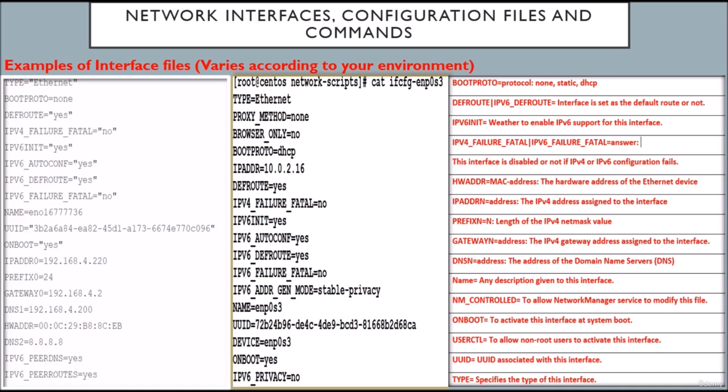If you have a DNS in place, then you can choose to do DNS. On one of the configuration files, if you see on the left hand side, the DNS one is set up in here, right above the MAC address. And you also have the NM_CONTROLLED setting to allow the NetworkManager service to modify this file. And you have the ONBOOT setting to activate this interface at system boot, to keep it activated. You have the USERCTL setting, the UUID setting, and the TYPE of the interface.